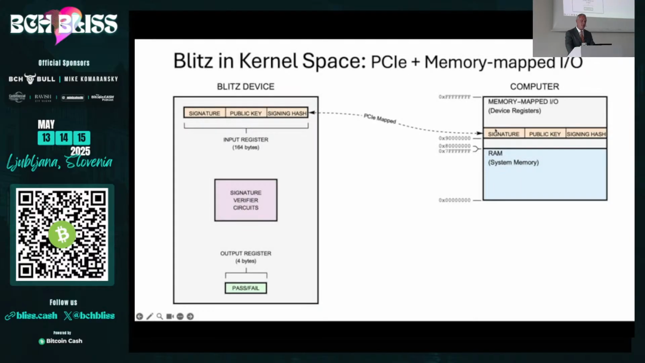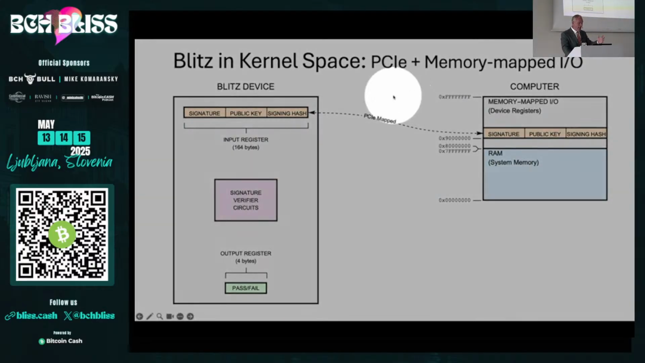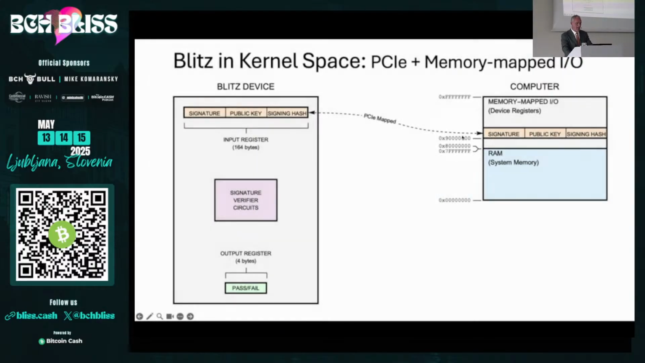The way it works is when your computer boots up, the PCIe subsystem scans all the devices. It sees Blitz. It says, okay, Blitz has this input register, it's 164 bytes. I'm going to map that over here to address 9000000, and I'm going to map the output register to address 9000100. This is really cool because from your computer's perspective, it doesn't know that it's talking to Blitz. It can't tell the difference between Blitz's registers and just plain old memory.